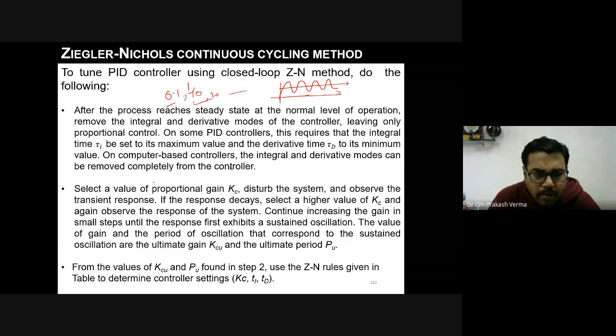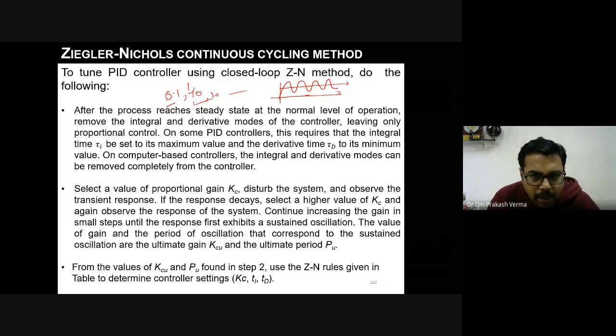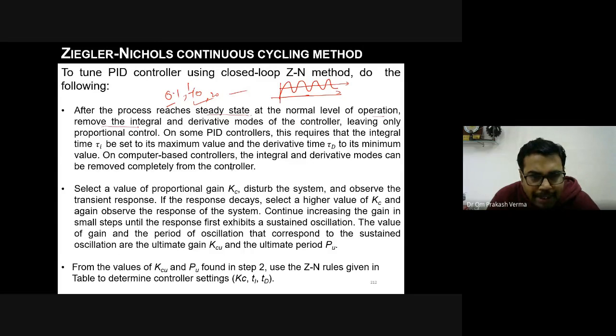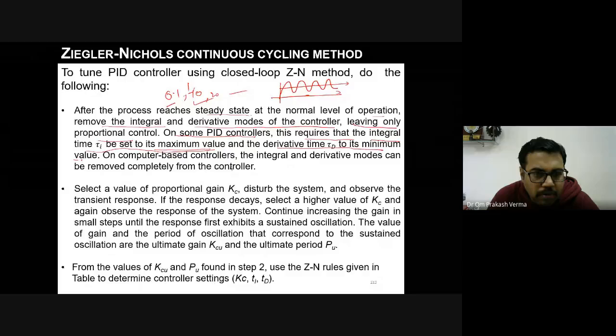I'm just reading what is written here. After the process reaches a steady state at the normal level of operation, remove the integral and derivative modes of the controller, leaving only the proportional control. On some PID controllers, this requires that integral time tau I be set to the maximum value. The PID controller is transformed into proportional control only by setting the integral time tau I to the maximum value, and the derivative time to the minimum value, right?